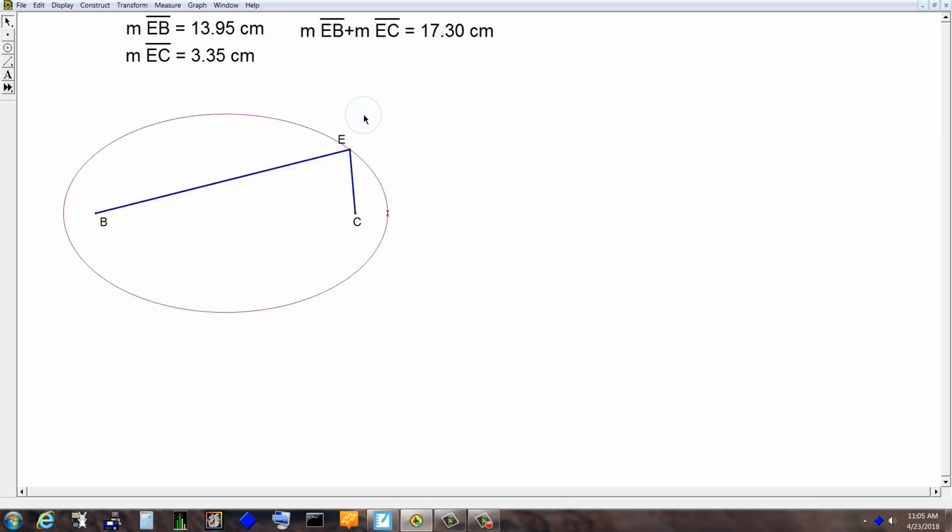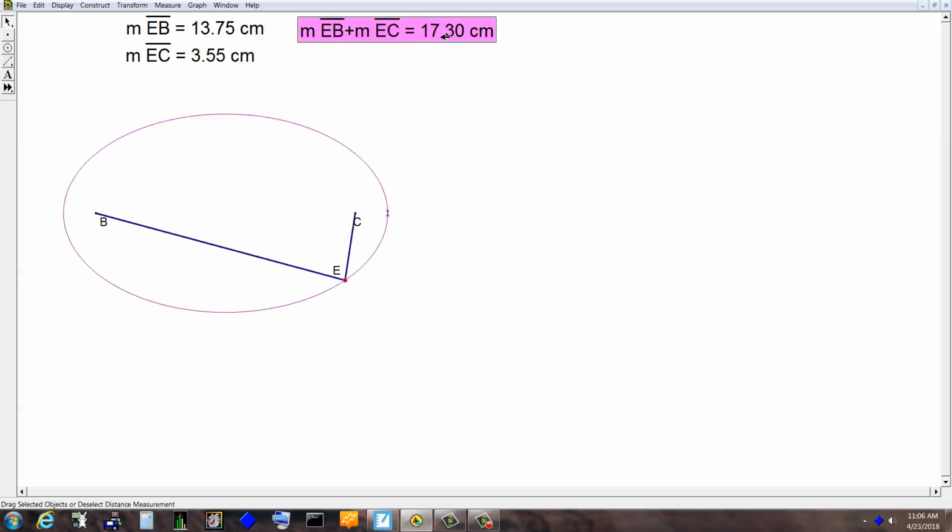Oops, I can drag it. So notice the 2 line segments change. Like right now, EB is really, really short. It's 1.7. And EC is very long. But no matter where I drag it, if you take those 2 numbers and add them up, you'll always get 17.3. You can check it, but that does add up to 17.3.